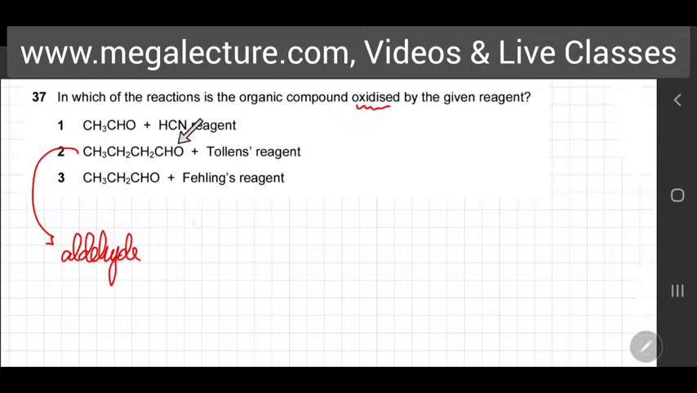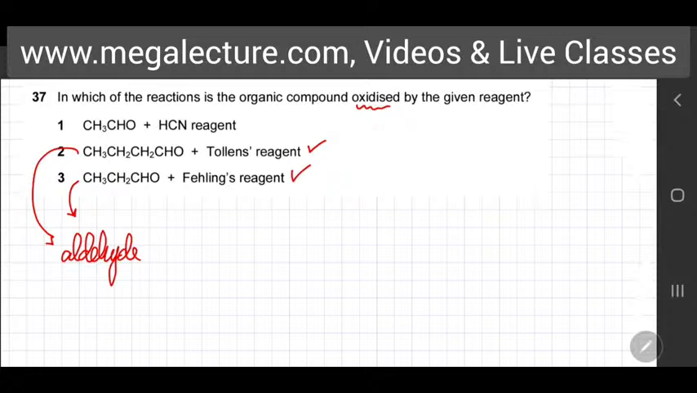And how do you identify it's an aldehyde? It's got to have a CHO. So this one, number 2, is definitely correct. This one is also an aldehyde, and it's got CHO at the end, so that's a C double bond O right at the end, and it will get oxidized by Fehling's as well, just as we saw a few moments ago.